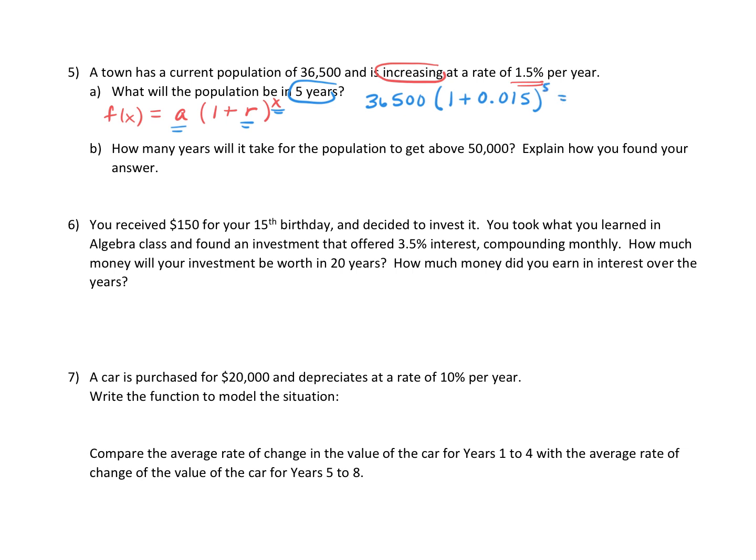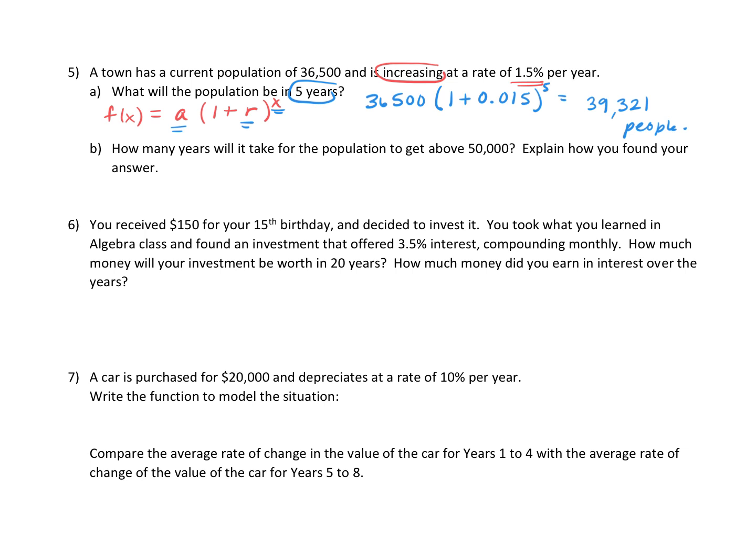Then we grab our calculator and we type it in exactly how we wrote it with the parentheses and everything. And we get back 39,320.8. Because we're talking people, I'm going to round to the nearest person, so 321. So what will the population be in 5 years? 39,321 people.